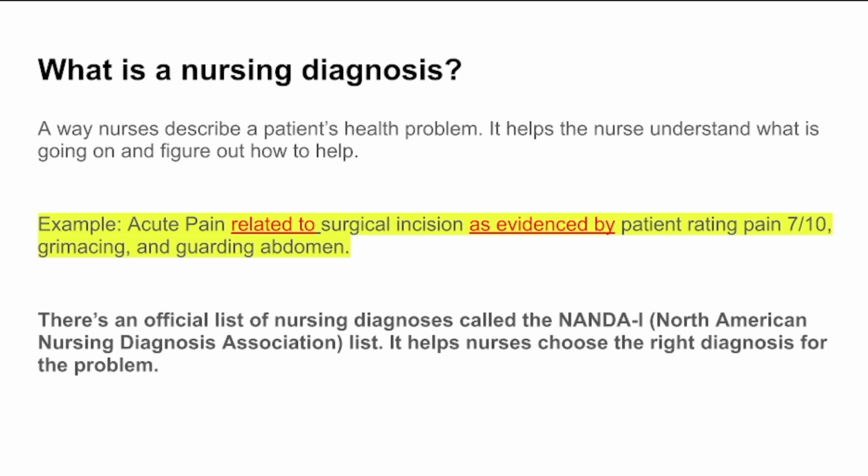In the highlighted section, I actually have an example of a nursing diagnosis before we go into the steps. So our example is acute pain related to surgical incision as evidenced by patient rating pain 7 out of 10, grimacing, and guarding abdomen. So the related to and as evidenced by is going to be very important, which is why I highlighted in red. So just keep those in mind as we go through the steps.